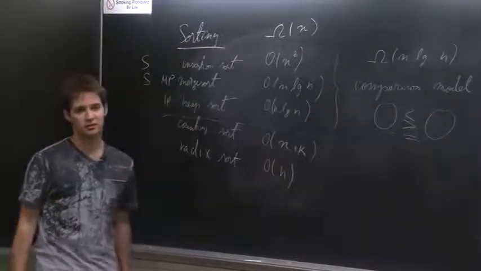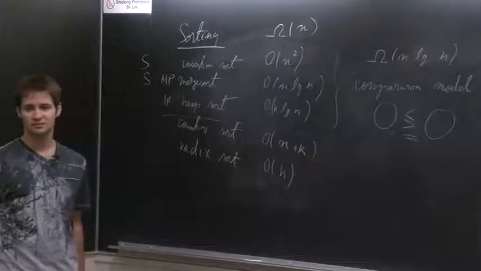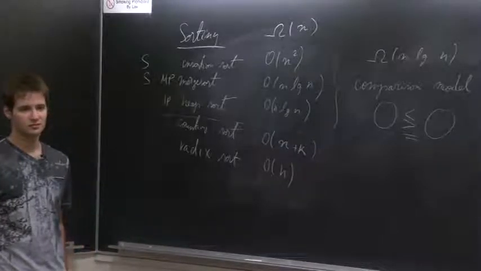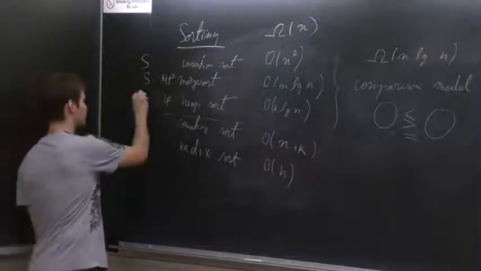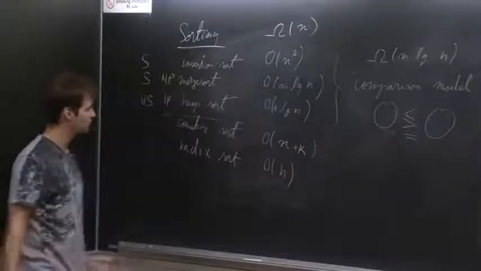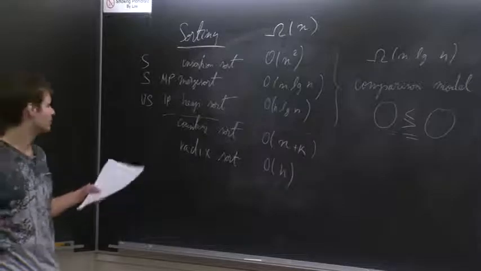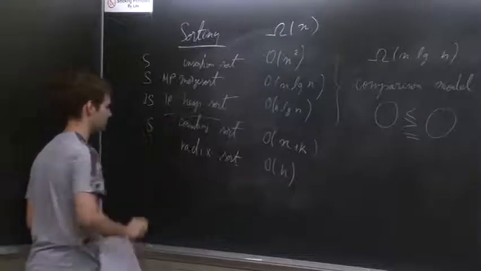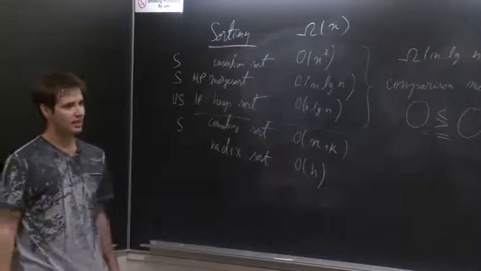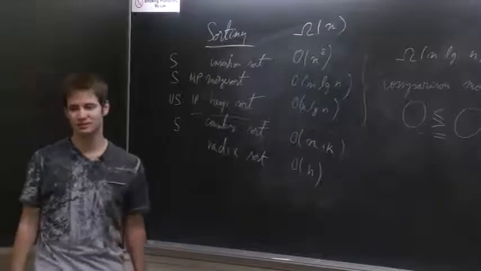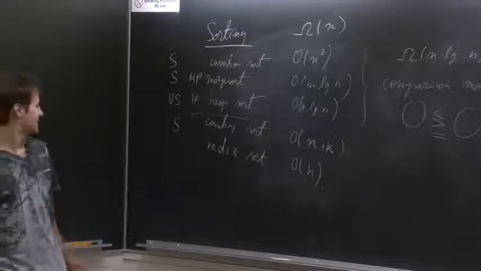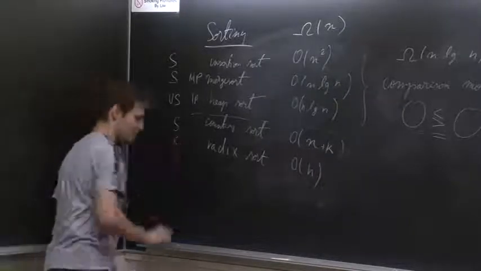Heap sort, stable or unstable? Unstable, and there's a really small example that you should look at. Counting sort, stable or unstable? Thank you. It would have broken my heart if this would have come out wrong. And radix sort? Probably. Yes. Probably stable, right?